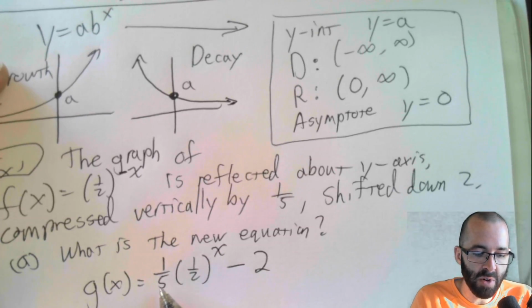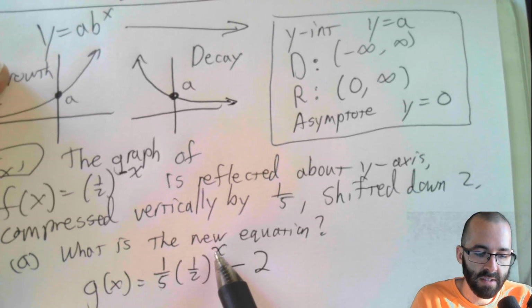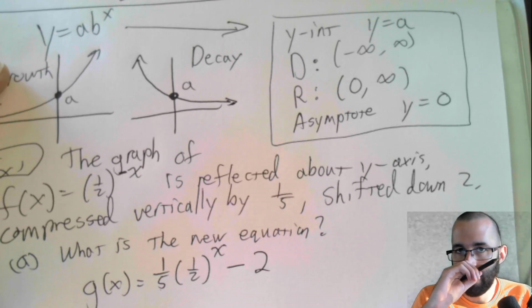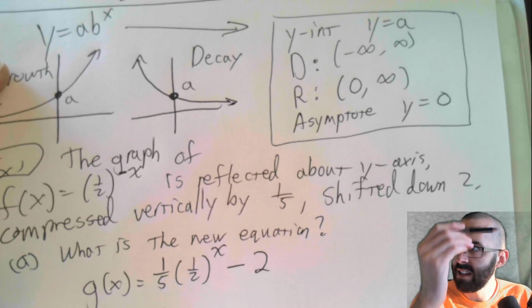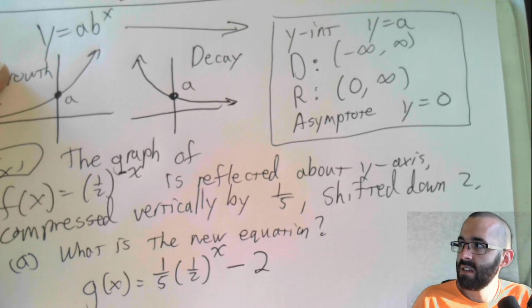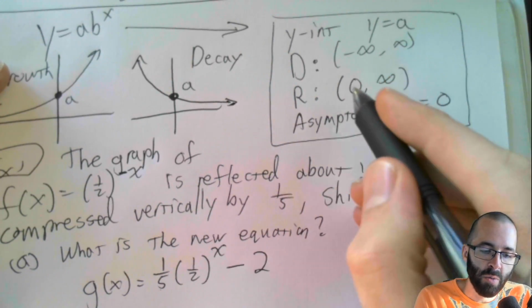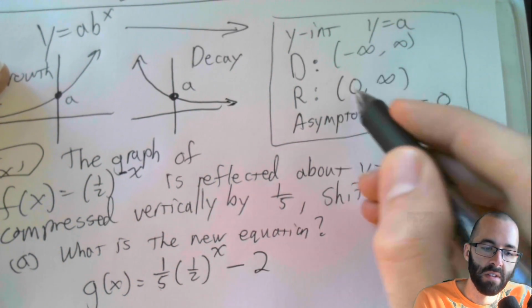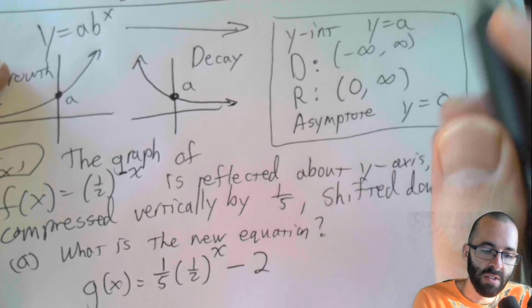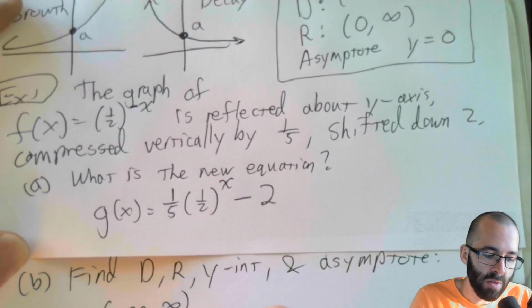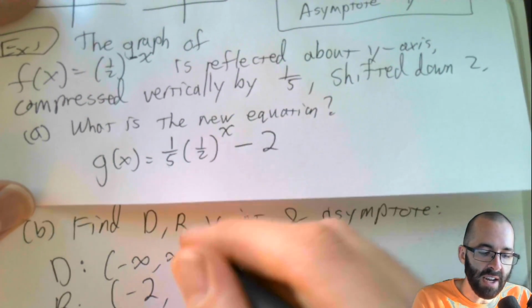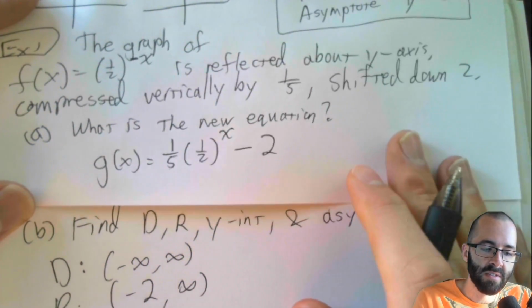It's almost standard form, a times b to the x, but the whole thing is getting shifted down 2 units. All the y values are getting moved down 2 units. Range is y value, so we need to move all of this stuff down. Move this down, 0 down 2 units, now -2. Infinity down 2 units, that's still infinity.